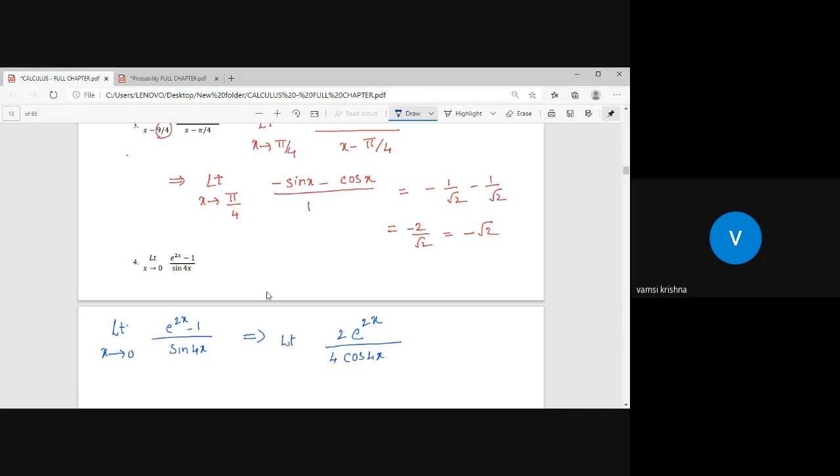So limit x tends to 0, and which implies in place of x, now if I substitute x tends to 0, it will not be 0. So e power 0 is 1 and cos 0 is 1. So result is 2 by 4. 2 by 4 means 1 by 2.